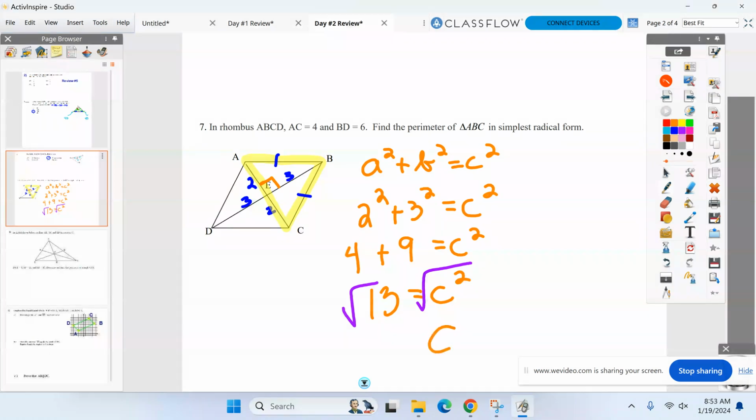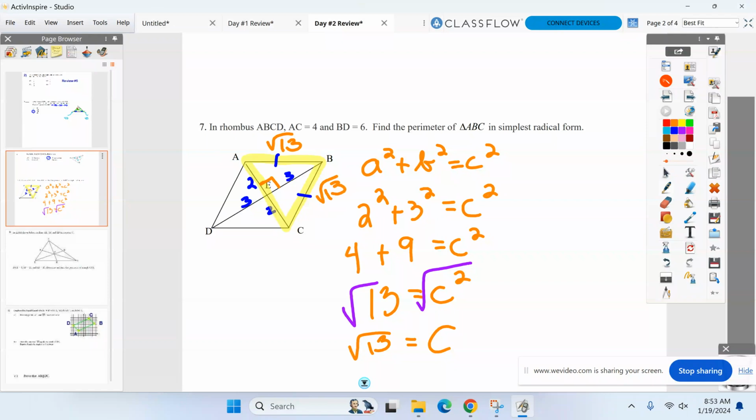If it's possible, your calculator will simplify it. Now, you guys are doing radical 13, and what's it giving you back? I don't care about the decimal because it's at simplest radical form. It's giving you radical 13 back, so you can't do anything. So this side is radical 13. The other side is radical 13. Sides in a rhombus are congruent.